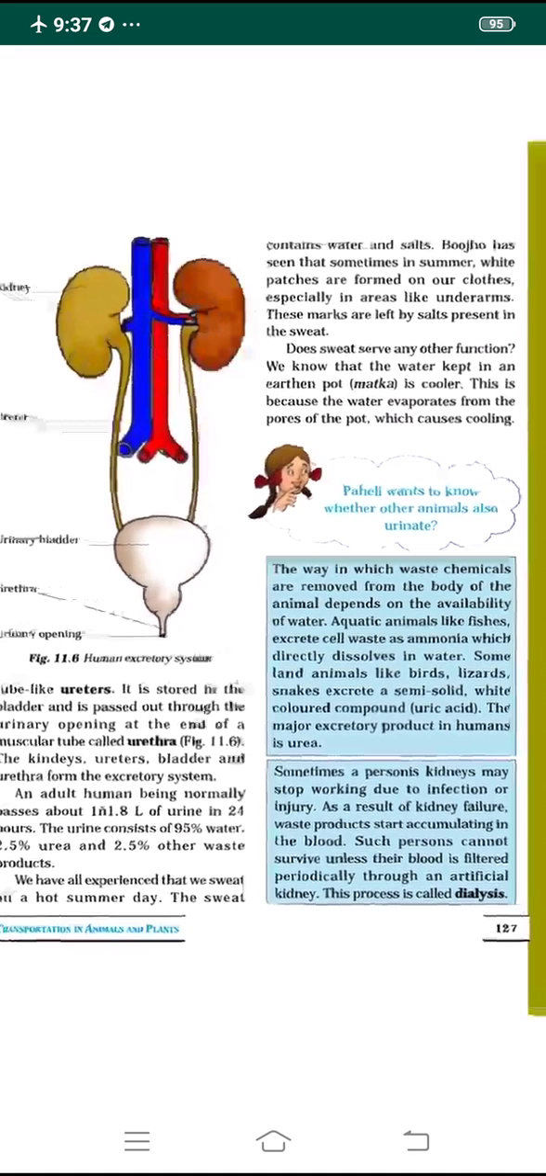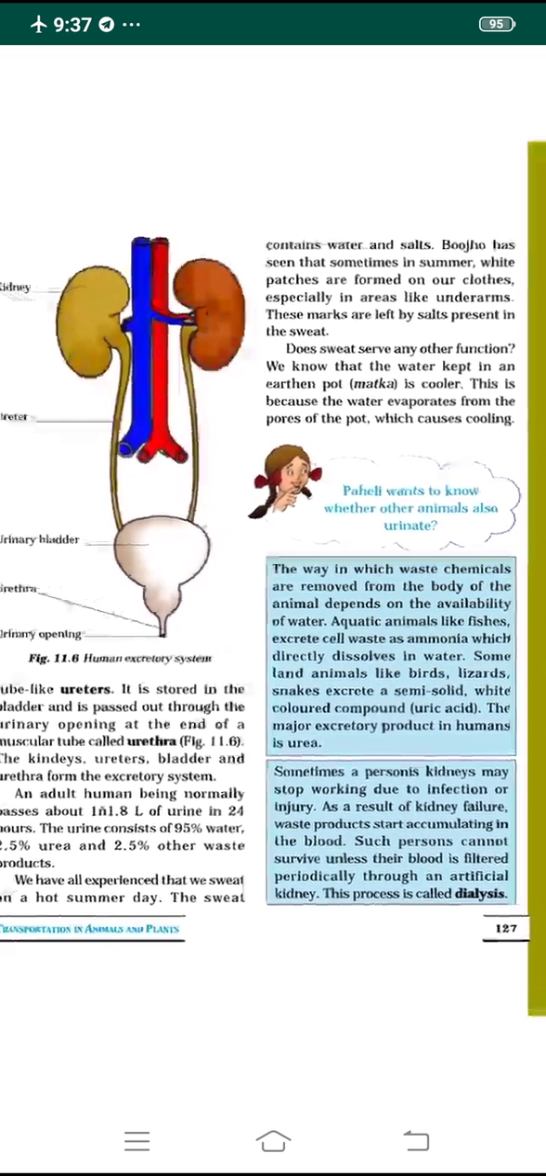Yes, of course, every living organism urinates. The way in which waste chemicals are removed from the body of animals depends on the availability of water. If more water is available to some kinds of animals, the way the waste chemicals are removed from the body is also different. So let's take an example.